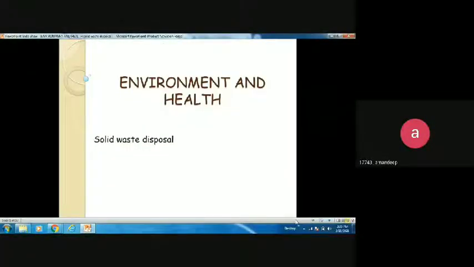The chapter name is Environment and Health, and the topic name is Solid Waste Disposal.